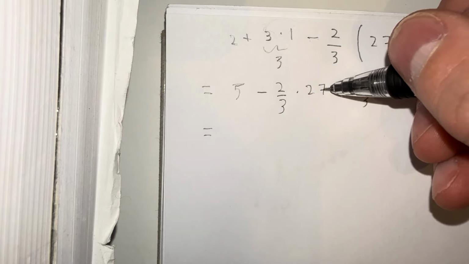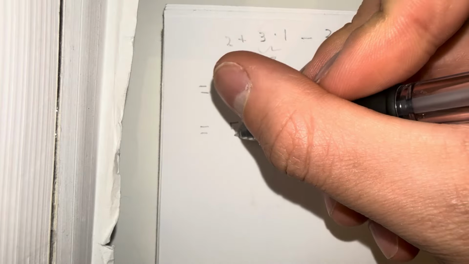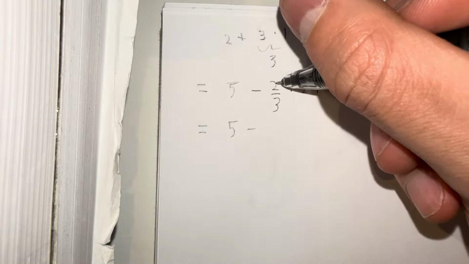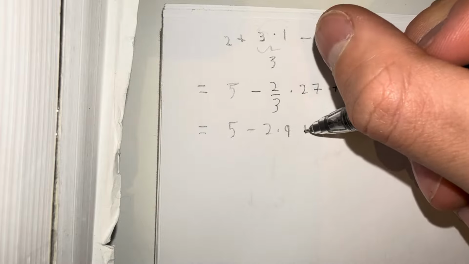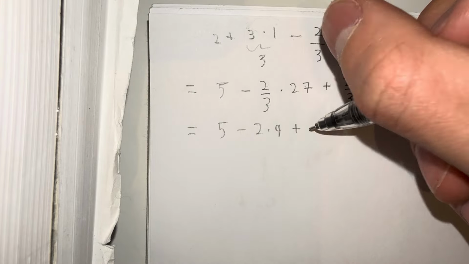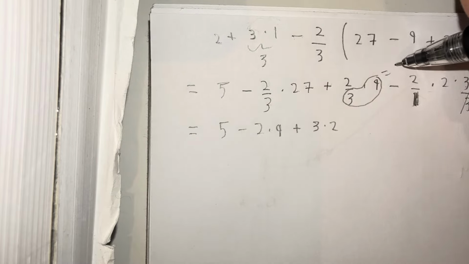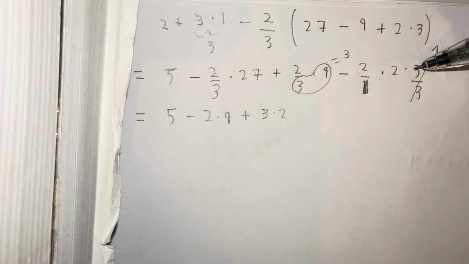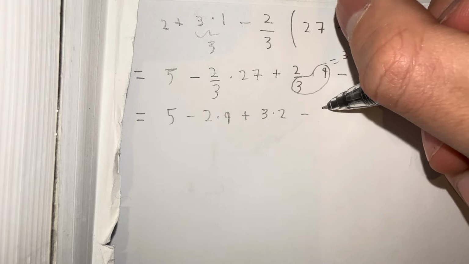So let's see. 27 divided by 3, that's 9. Write this 5 first. 27 divided by 3, that's 9. This 2 has not been doing anything yet, so 2 times 9. Plus 9 divided by 3, that's 3 times 2. 3 times 2. This here was 3. These are gone, so we're left with negative 2 times 2, negative 4.